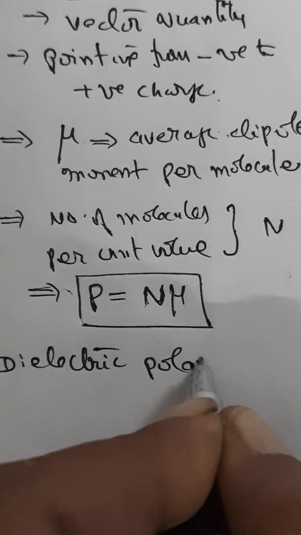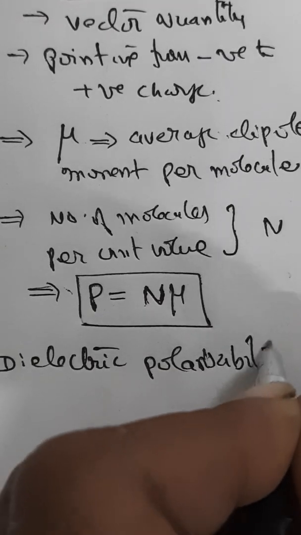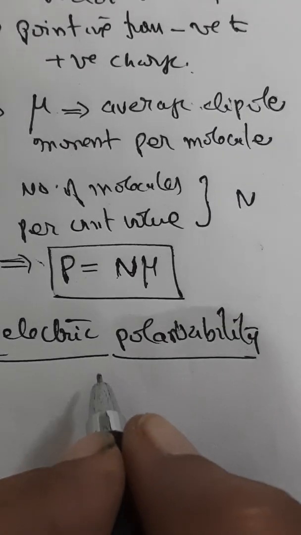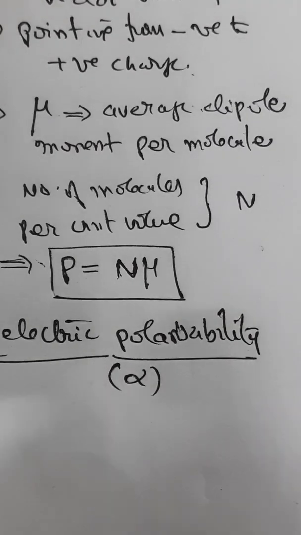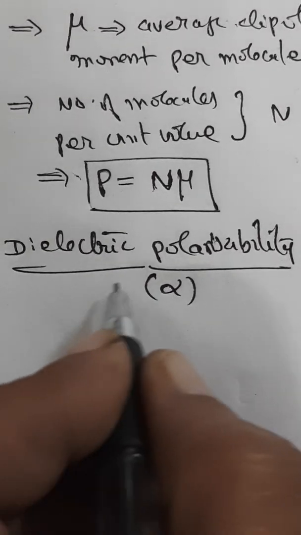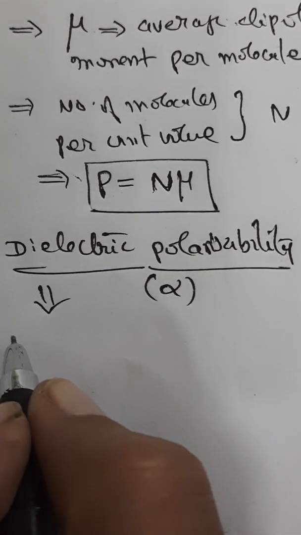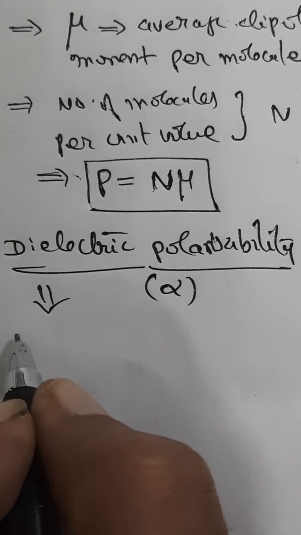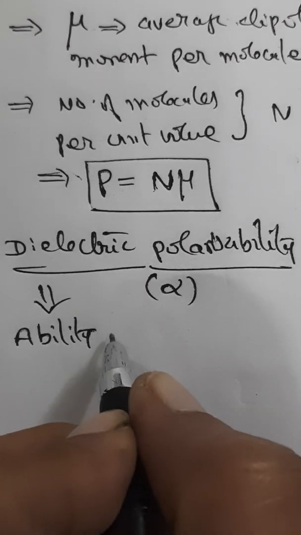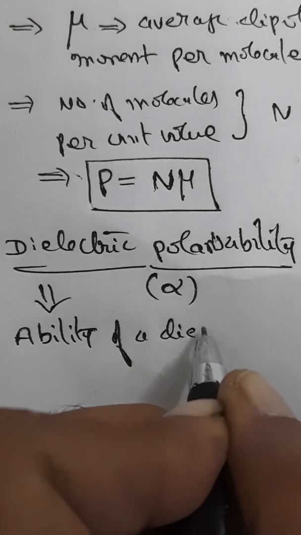dielectric polarizability. Dielectric polarizability is represented by alpha. What is this dielectric polarizability? Dielectric polarizability is nothing but a characteristic, a behavior, or you can say it is the ability of a dielectric material.